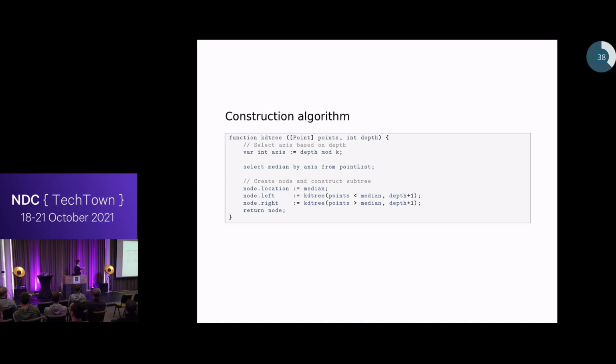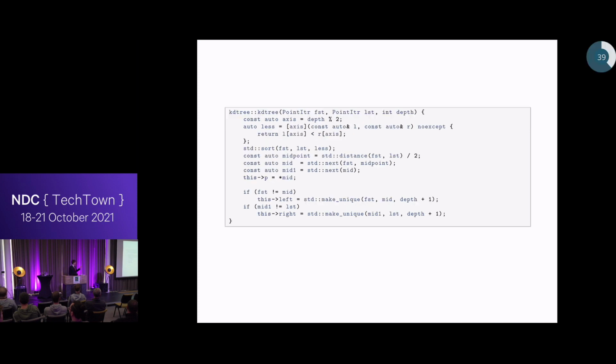And then on Wiki, you actually get a pseudocode construction algorithm. This doesn't read too bad, right? You pick your axis by doing depth mod k, where k is the number of dimensions. You select a median, and then you partition the set, and then recurse left and right depending on whether it's larger or smaller, right? Okay, this is good because this is something we can implement. So this is what I started out with.